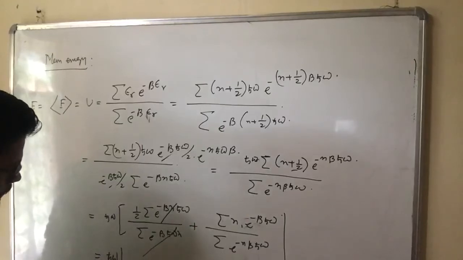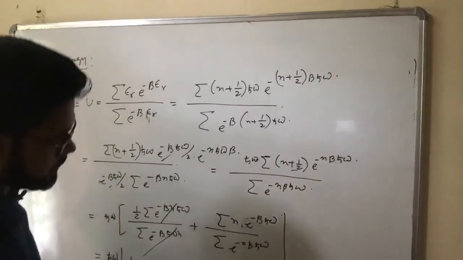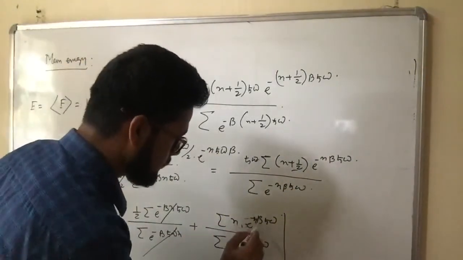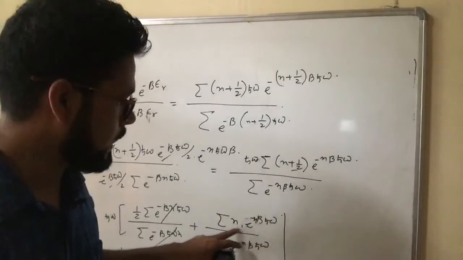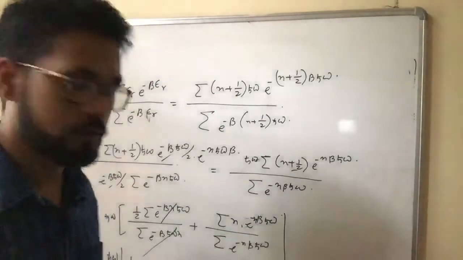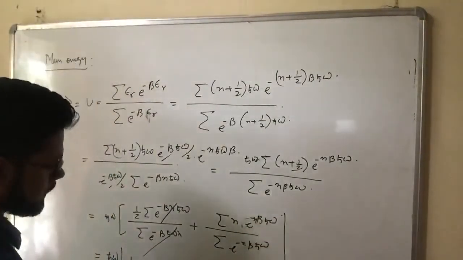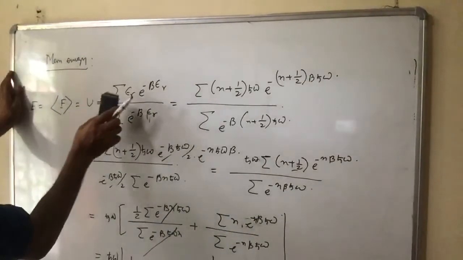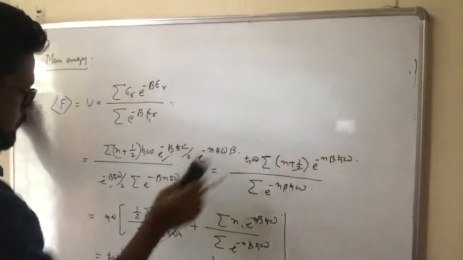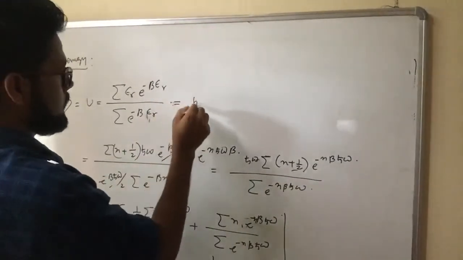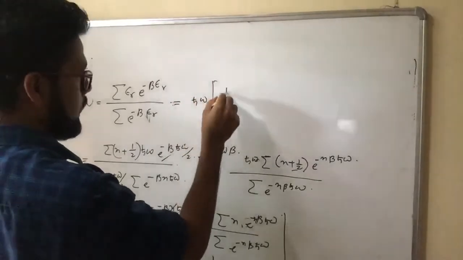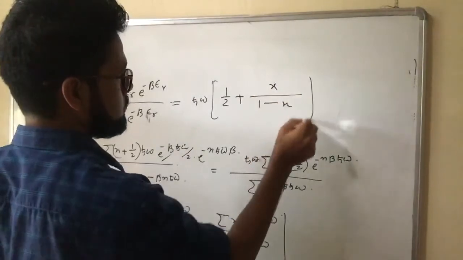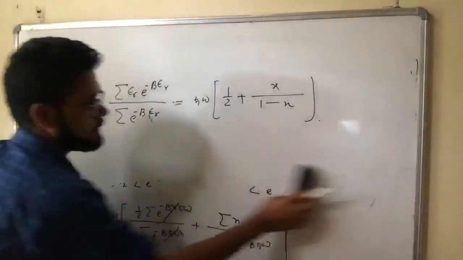ħω into half plus, this is what I have already calculated in blackbody radiation. Take e to the power n, so e to the power x, x to the power n. So finally I will get 1 minus x. So I am writing again here, equal to what I am getting here: ħω, then half plus x by 1 minus x. Clear? I am erasing this part.